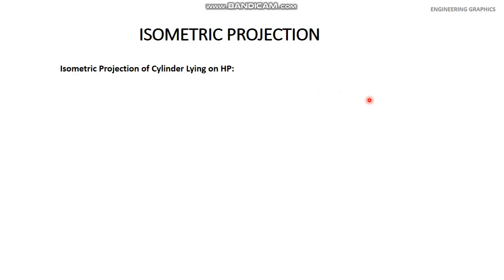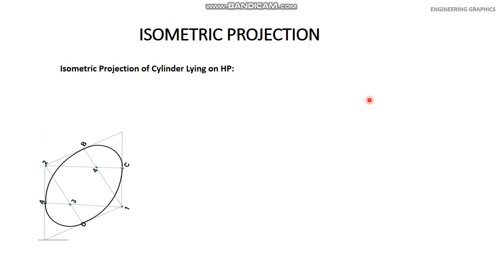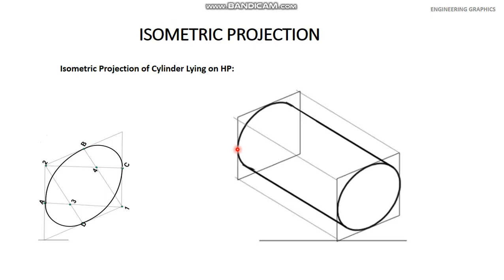Isometric projection of cylinder lying on HP. First of all, draw the circle as discussed in the last lecture. This is the circle which is made with the help of four center method. So you have to draw the two circles. One is this and one more circle, and these two circles should be joined together to draw a cylinder. This is the solution. First of all, draw a box like this.